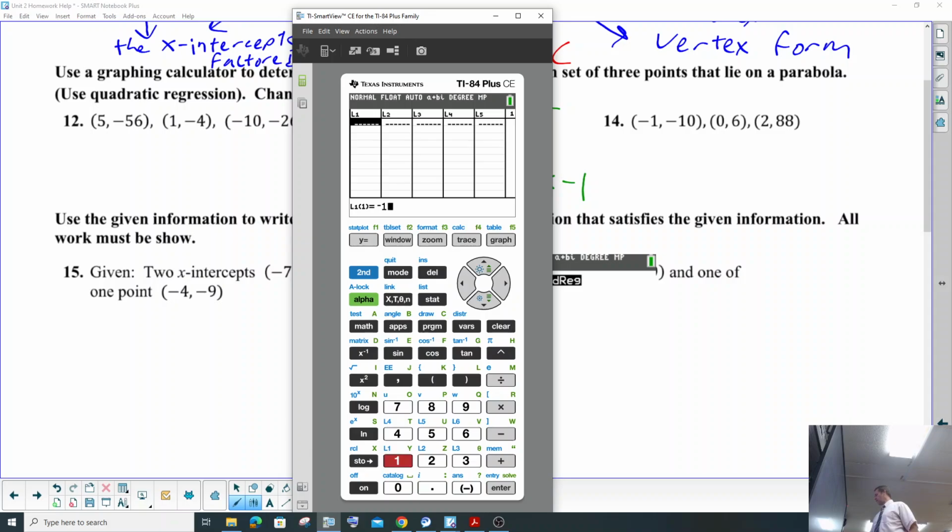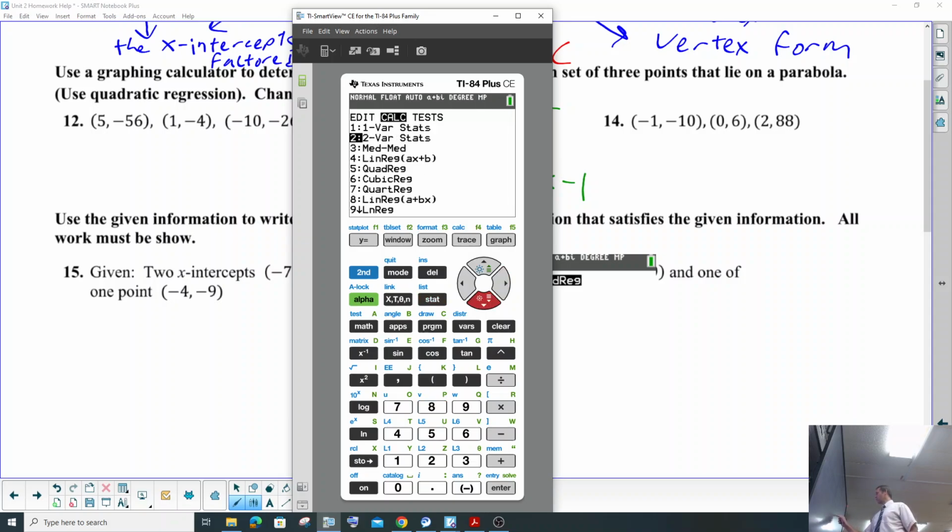So 14 is negative 1, enter, 0, enter, and 2, enter. And then list 2 is negative 10, 6, and 88. And then again, we go to stat, over to calc, then we do quad regression, enter. There's our list 1, list 2. We can store it in there if we want to, or we'll just get our answer. Holy cow, that's a crazy answer, right? How do we turn those into not decimals anymore? Well, we have 8.33333 and 24.33333, and then 6. So let's go ahead and convert those into fractions.